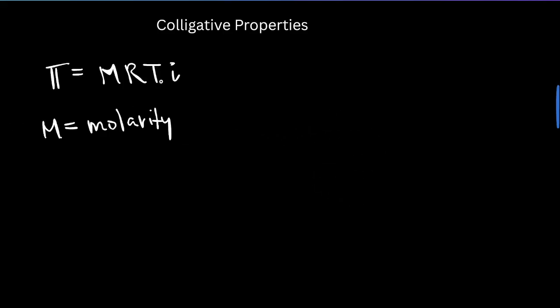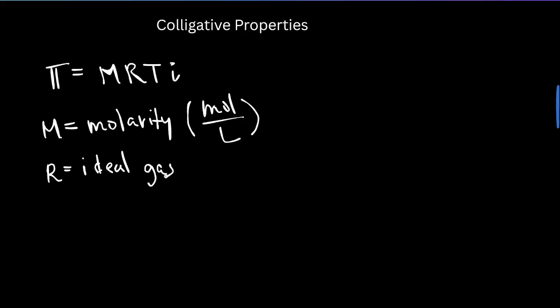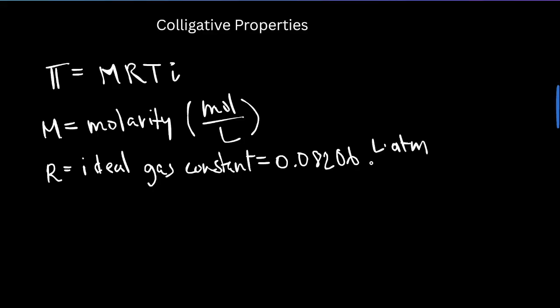Next, this is moles over liters, of solute over solution. And your R here is your ideal gas constant, which is equal to 0.08206 liters times atm over moles times Kelvin.